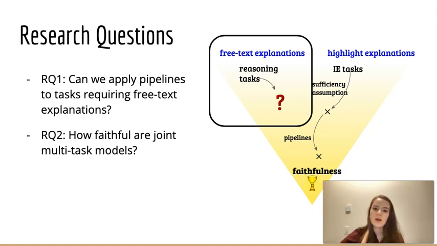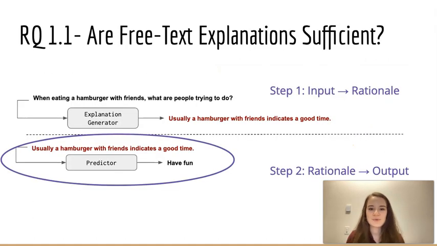In the same way that prior work has situated models for highlight explanations on a faithfulness gradient, we aim to explore where free text explanations and their associated models can fit on this spectrum. We present a case study on the T5 architecture. In our first experiment, we revisit the sufficiency assumption. In pipelines for free text explanations, the support and extractor models are replaced by an explanation generator. This means that the first step, the input to rationale step, is not explicitly trained on label signal.